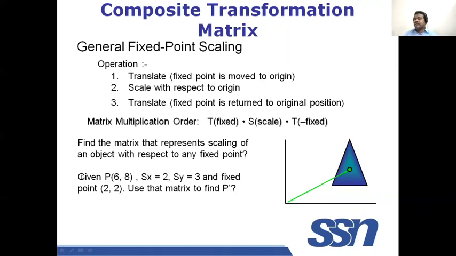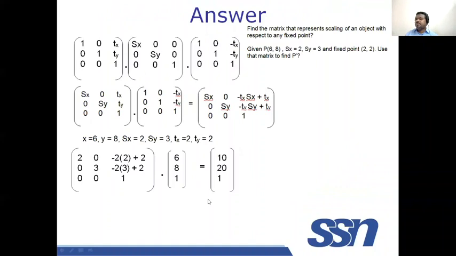So a numerical example is given here: a point P (6, 8), Sx = 2, Sy = 2, and fixed point (2, 2). So the scaling is to be done with respect to fixed point (2, 2). Use the matrix to find P prime. This is the inverted order. This is the first one. Point (2, 2) is made to merge with the origin. Let me explain with the figure so that you can understand much better.